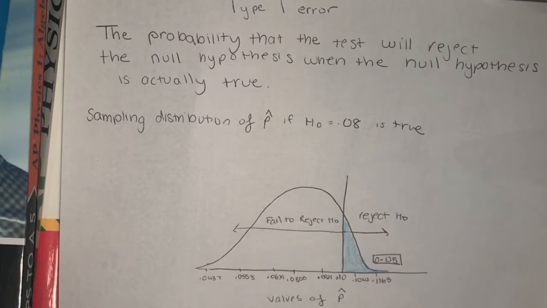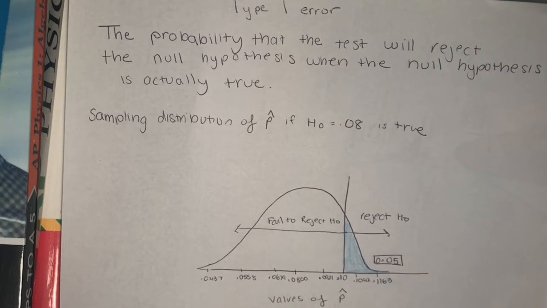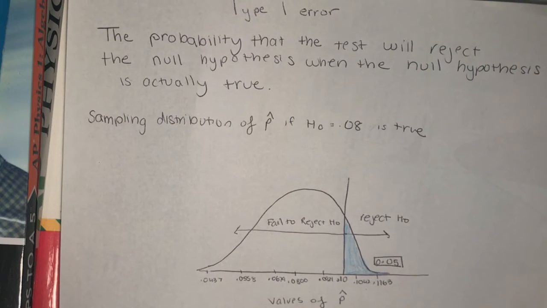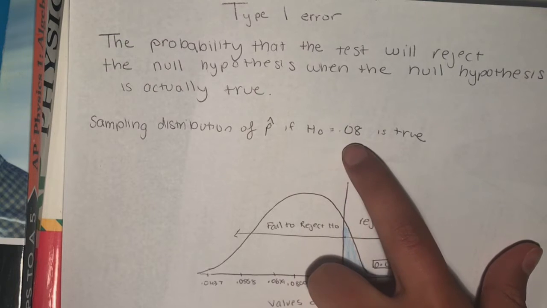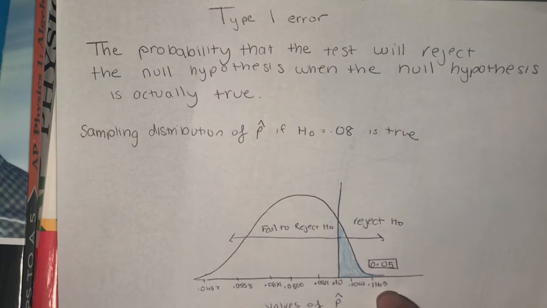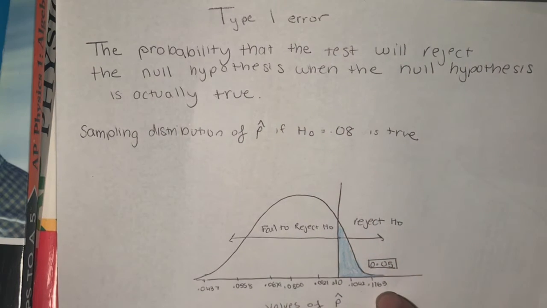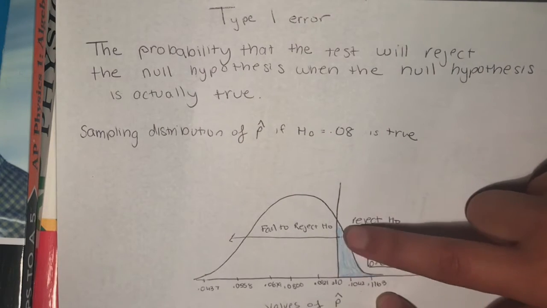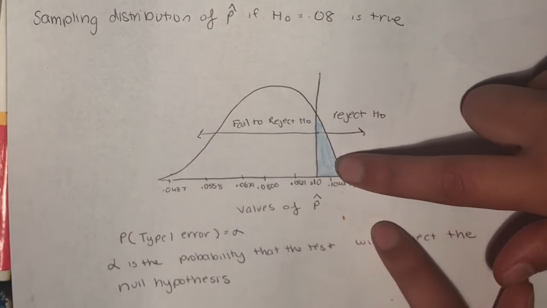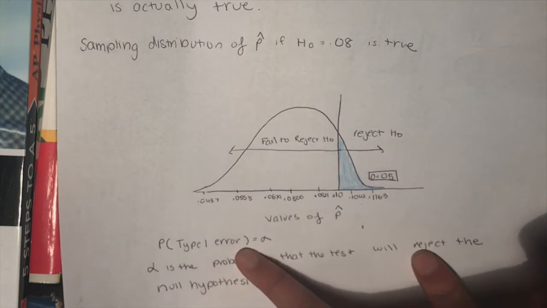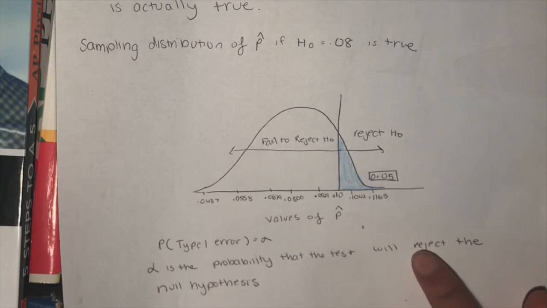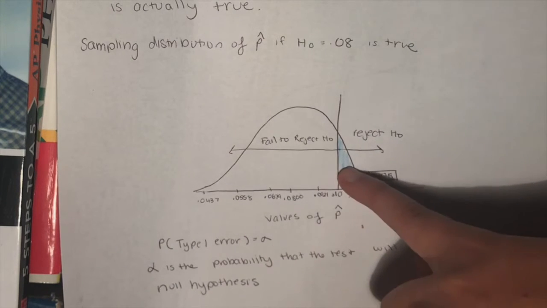So the first type of error we're going to review is called type 1 error. And type 1 error is the probability that the test will reject the null hypothesis when the null hypothesis is actually true. So if you have the sampling distribution for p hat, and if the null hypothesis of 0.08 is true, then the probability of rejecting the null hypothesis is the area that's this blue shaded region. So what this shows is that the probability of getting a type 1 error, which is rejecting the null hypothesis when you really shouldn't, is equal to the alpha level, because the alpha level is the probability that you do reject the null hypothesis.